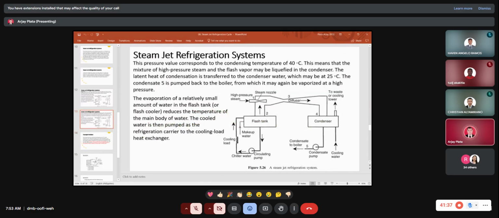Okay, so did you understand the concept of steam jet refrigeration system? Let's check some other. I'll try to find some clips about steam jet. So for additional references, wait.